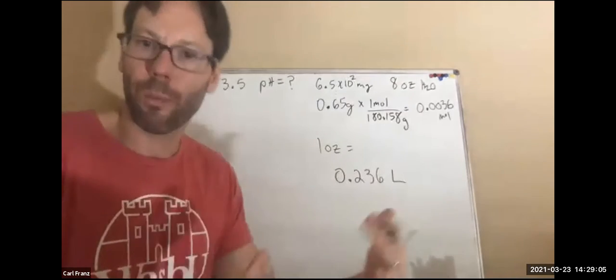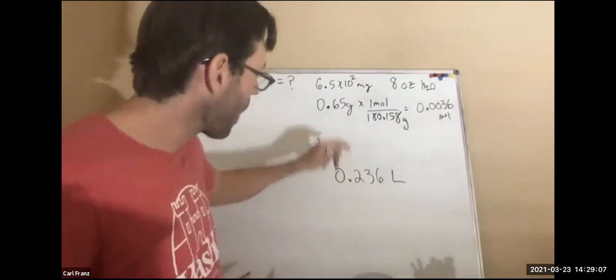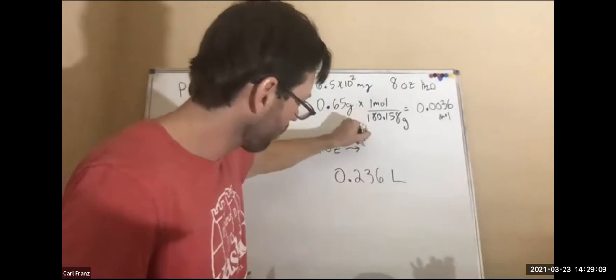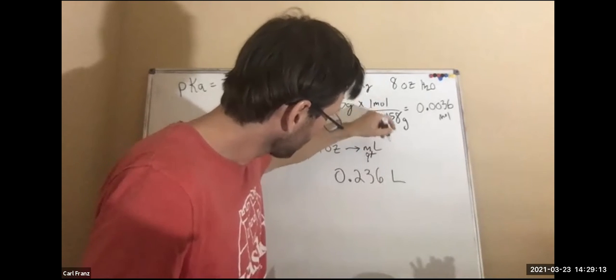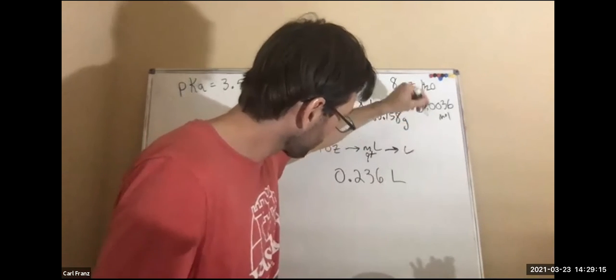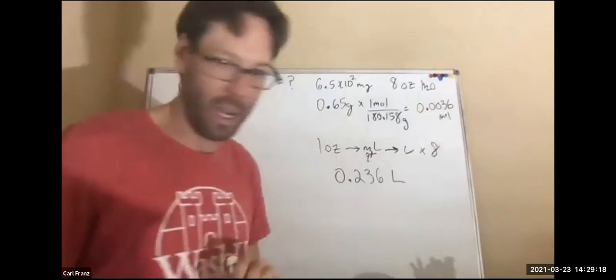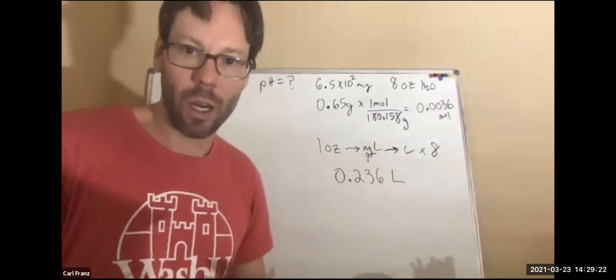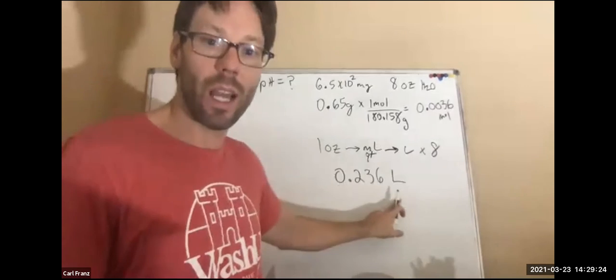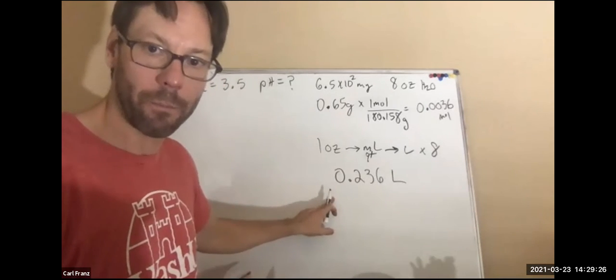So, but essentially the process is you want to go from ounces to milliliters or to quarts to liters times 8. And there are different ways you can do that, right? But that's essentially how we got to this number. Okay.